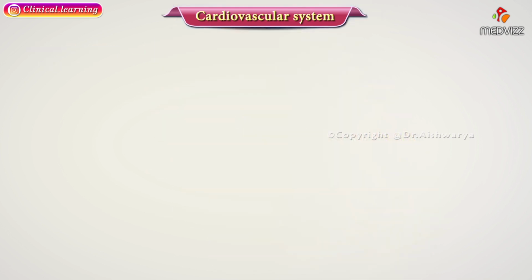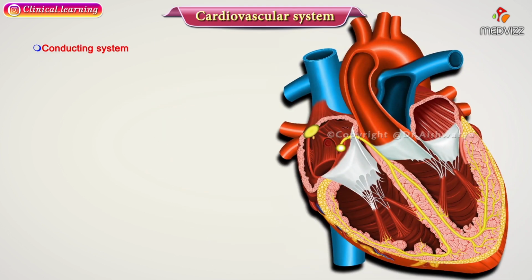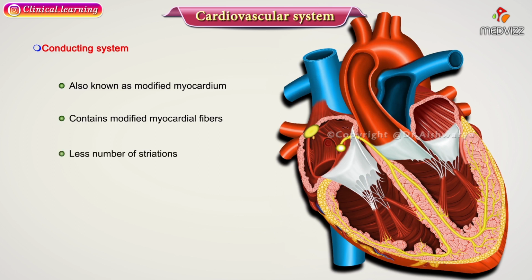Now let us talk about the conduction system of the heart. The conduction system of the heart is also called modified myocardium because it contains modified myocardial fibers. These modified myocardial fibers have fewer striations compared to the actual myocardium, and all 4 parts of it have small round cells called P cells, which means pacemaker cells. These cells exhibit a property called automaticity.